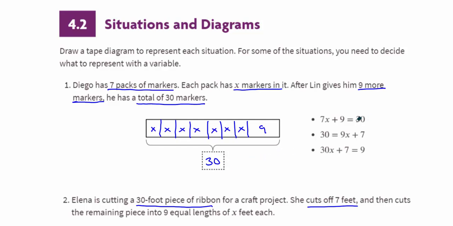Okay, situation number 1. We have our 3 equations here. So how does this tape diagram and this situation match one of these equations? Well, if I look at my tape diagram, I can see I have 1, 2, 3, 4, 5, 6, 7 x's plus a 9 is equal to 30. So over here I can see that we have a 7x plus a 9 is equal to 30. And that's convenient. It's the first one.